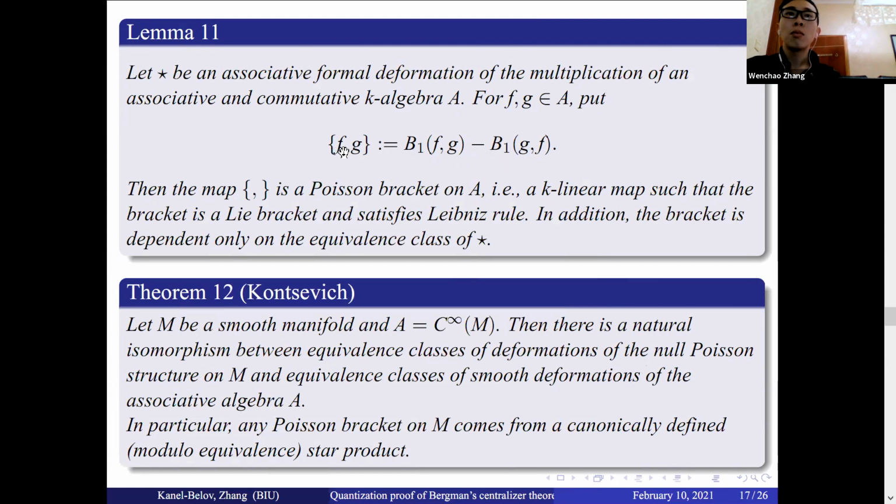The bracket map is a Poisson bracket. We can verify it on A, and it's a K-linear map such that the bracket is a Lie bracket and also satisfies the Leibniz rule. And the bracket depends only on the equivalence class of the star product. So we just consider the equivalence class of star products.